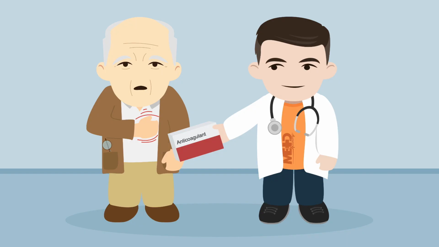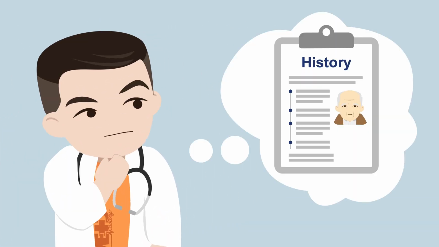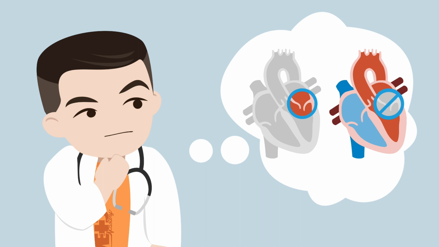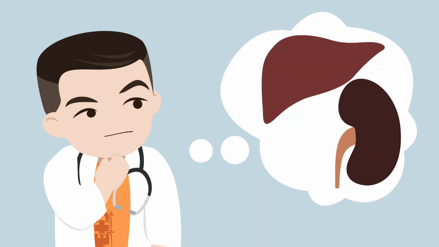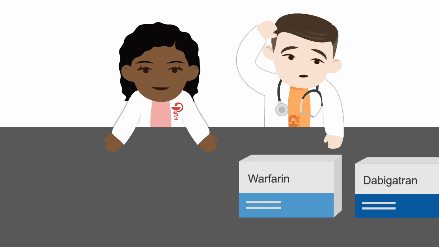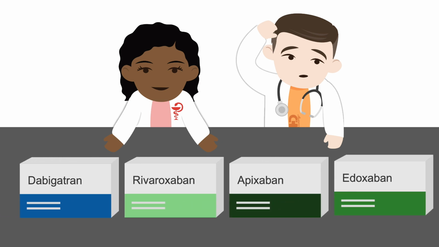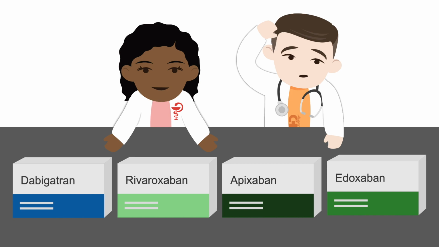When choosing the right drug for your patient, you should consider many factors, including the patient's history, whether they have valvular or non-valvular AF, their liver and kidney function, and the potential for drug interactions if they're taking other medications. So, how do you decide which drug to use? Well, there are some guidelines to keep in mind when making this decision.